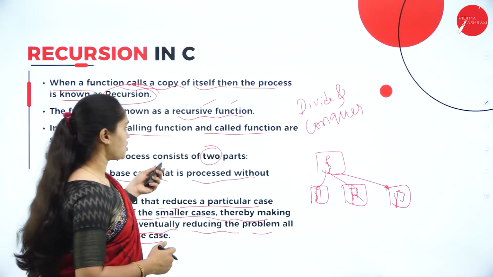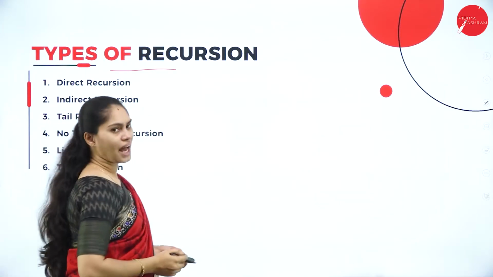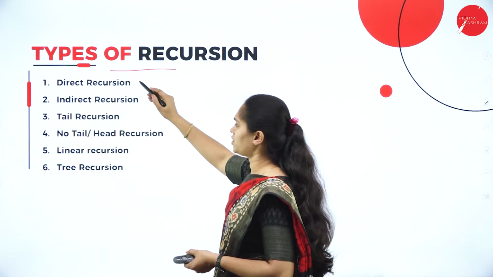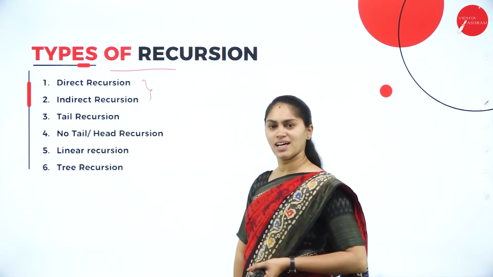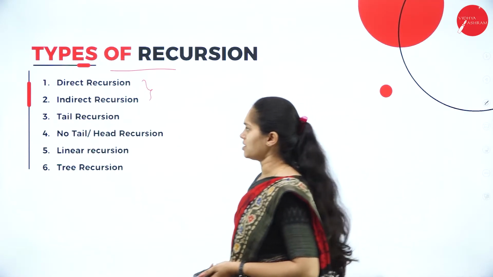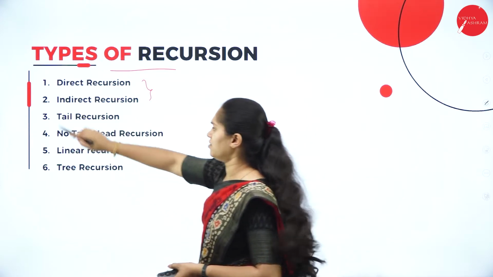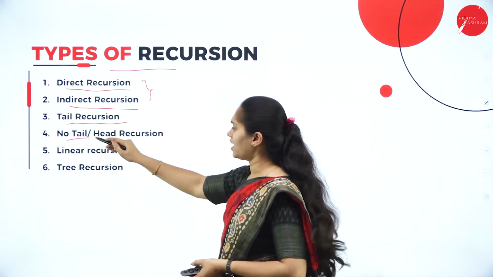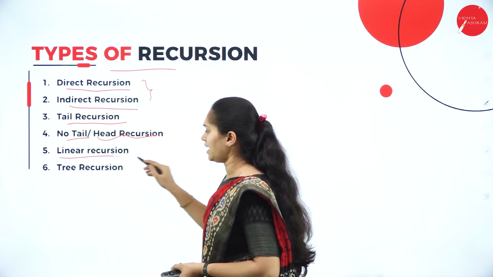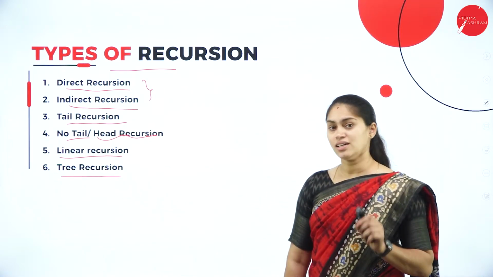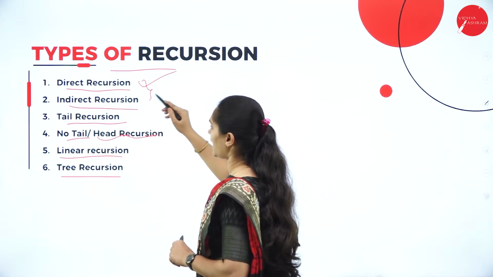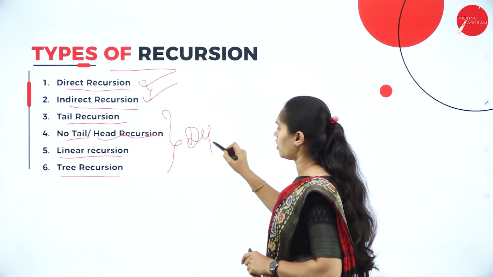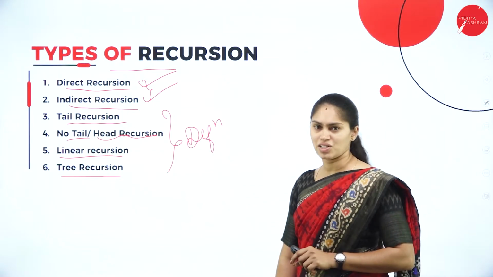That is regarding recursion. And what are the types of recursion we have in C programming? It has different kinds of recursion. Among them, you need to concentrate on direct as well as indirect recursion as per your syllabus. The types are direct recursion, indirect recursion, tail recursion, and no tail. If it is no tail, obviously it will be head recursion, then linear recursion, and at last we have tree recursion. You need to concentrate on direct recursion as well as indirect recursion, and you need to understand the definition of all these from an examination point of view, right?